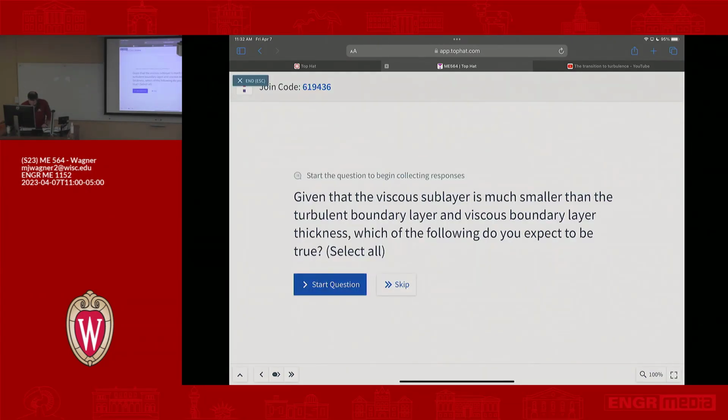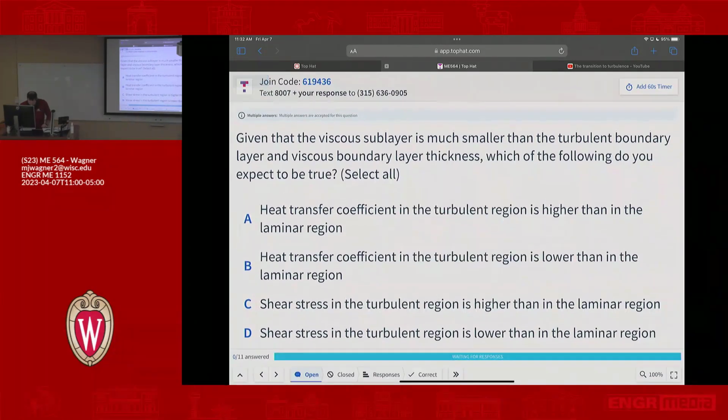So let's start with this one. The question: given that the viscous sublayer is much smaller than the turbulent boundary layer and the viscous boundary layer thickness, meaning the laminar boundary layer thickness, which of the following do you expect to be true? Would we expect the heat transfer coefficient in the turbulent region to be higher than the laminar, or lower, and the shear stress to be higher, or lower?